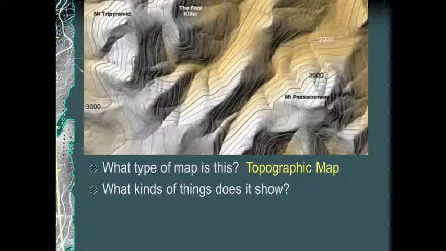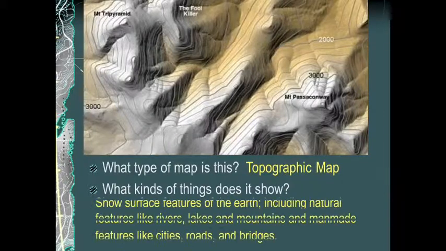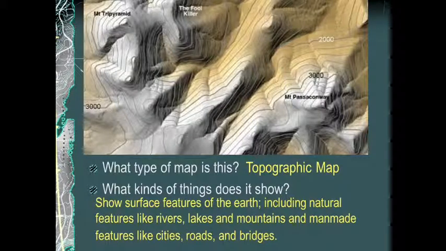All right, how many things did you get? Did you get the features of the earth: rivers, lakes, mountains, cities, roads, bridges? All these things can be detailed on a topographic map. So, rivers, lakes, mountains, cities, roads, bridges, all can be shown on topographic maps.